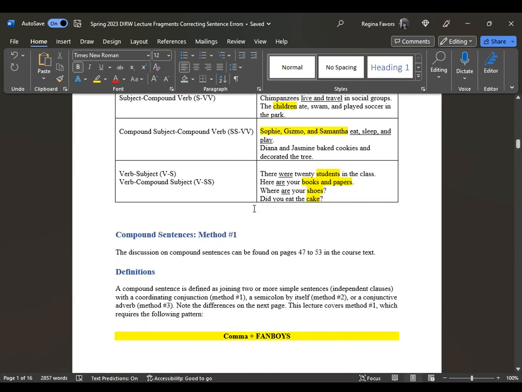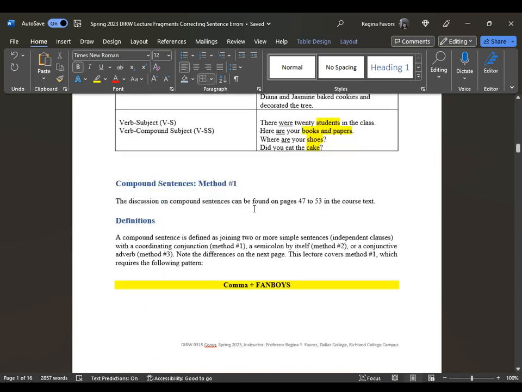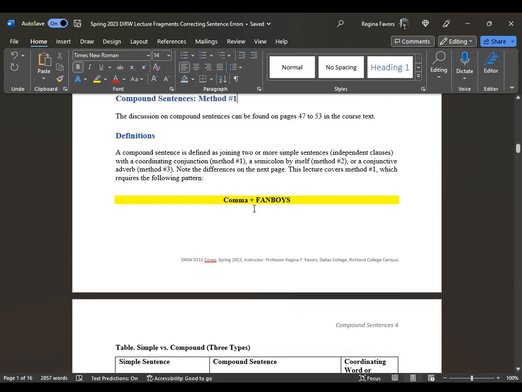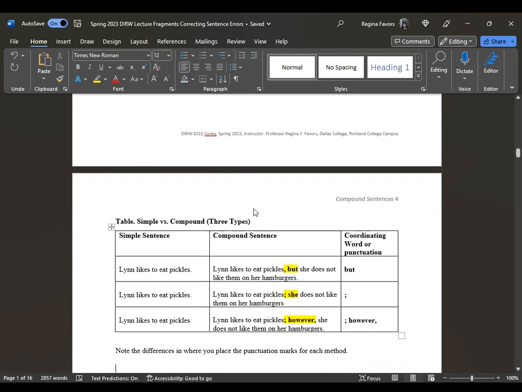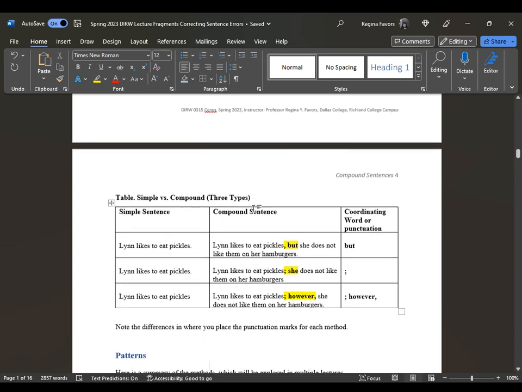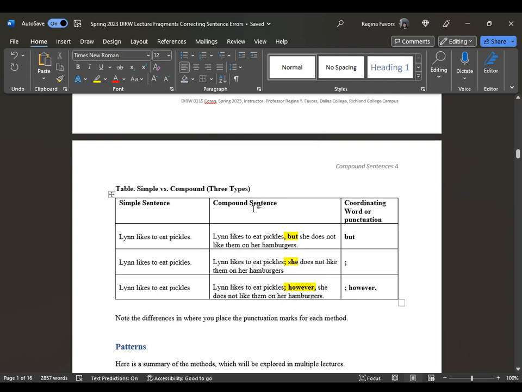And then remember for compound sentences, there's method number one, which you can find on pages 47 to 43, and that's your comma plus fanboys. And so if you look at that in terms of simple versus compound, we understand that Lynn likes to eat pickles. Now, we don't know why, but it's still considered a simple sentence as well as an independent clause. Doesn't mean the sentence or the thought behind the sentence is complete. But when we want to create a compound sentence, we can do so in three ways. These are your three methods. So we can add a fanboy, which will be comma fanboy. We can add a semicolon in the same place that you added the comma and the fanboy.